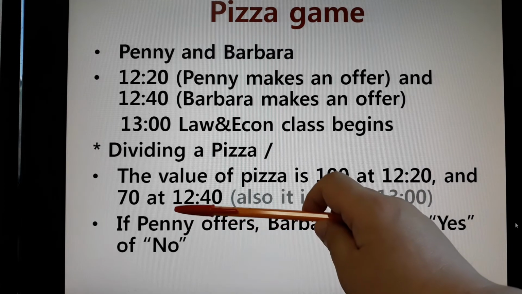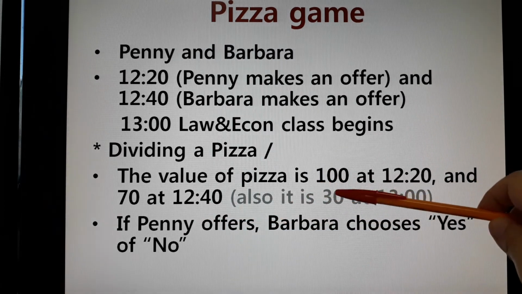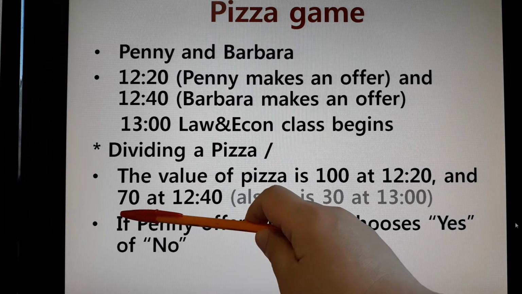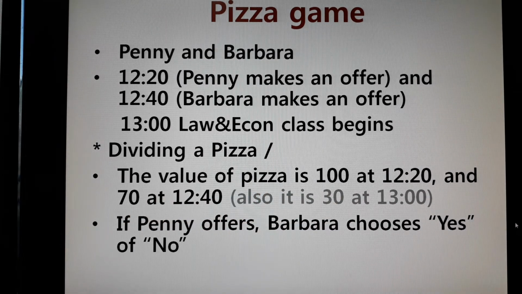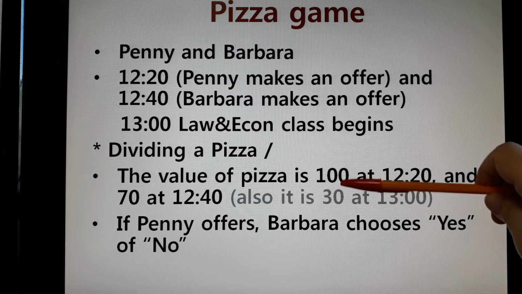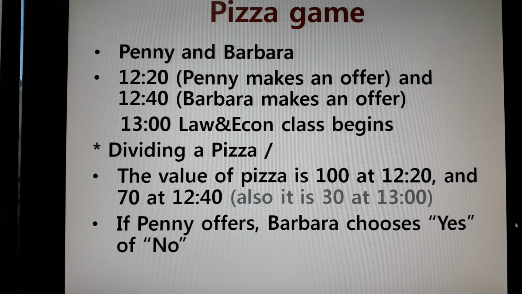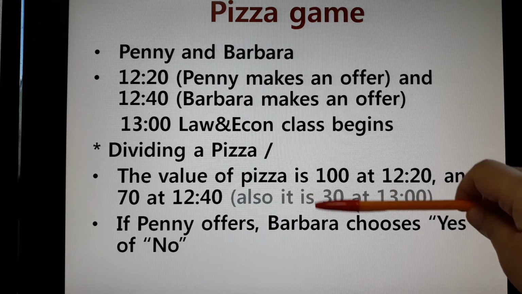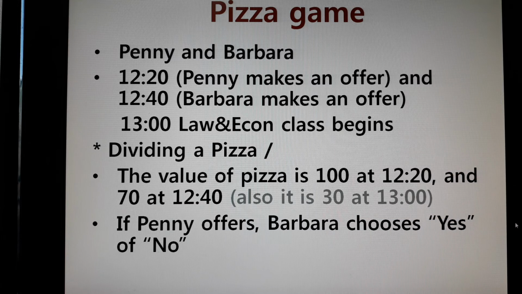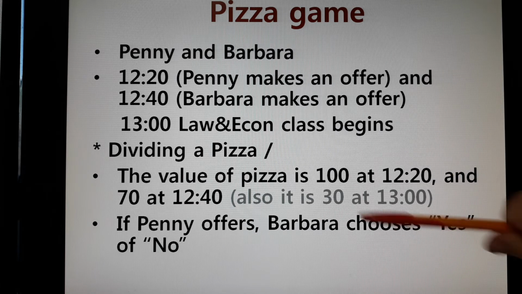However, after 20 minutes, the pizza got a little bit colder and the value would be 70. So even though you eat the whole pizza at 12:40, you are not going to get the same 100, which you would have gotten at 12:20. You are going to get 70. And if they wait until 1 o'clock and eat the whole pizza, then the pizza got really cold. And even though you eat the whole pizza, the value is only 30.